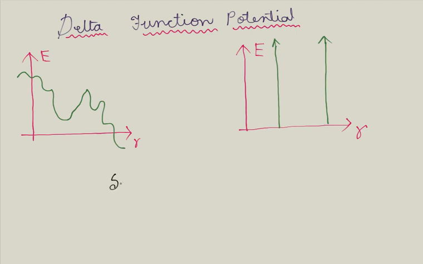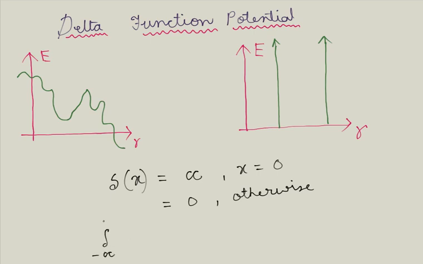The delta function is written as δ(x), and the value of δ(x) is infinity when x is equal to 0 and 0 otherwise. And please remember this is not the complete definition. The complete definition is, yes, when we integrate this delta function from minus infinity to plus infinity, we will get plus 1.